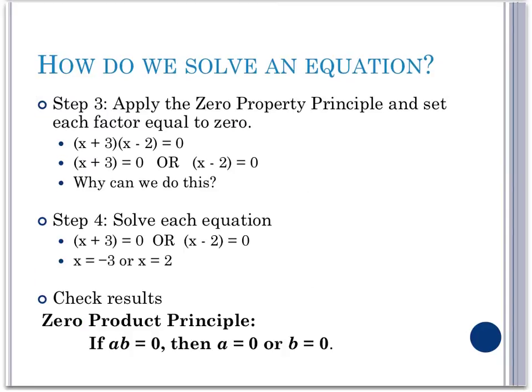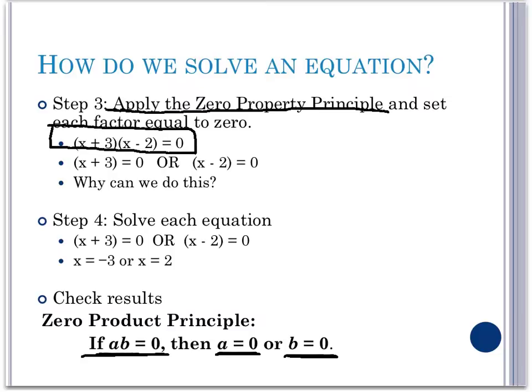Our next step is to apply the zero product principle, which states that if two terms multiply to 0, then either the first term is 0 or the second term is 0. Therefore, when we have x plus 3 times x minus 2 equal to 0, either our first term x plus 3 is 0 or x minus 2 is equal to 0. Next, we're just going to solve for each of our linear equations.